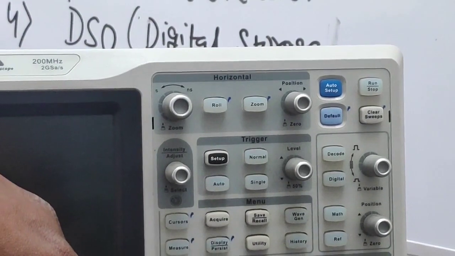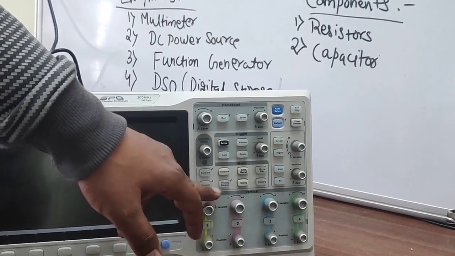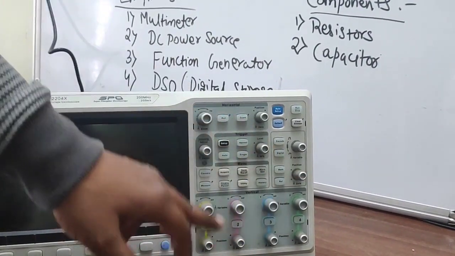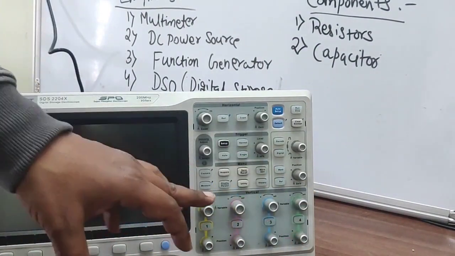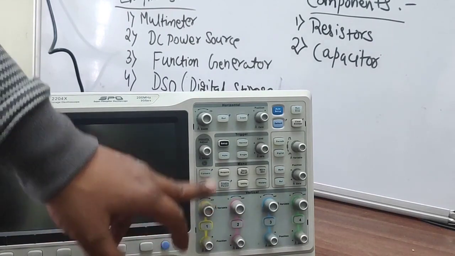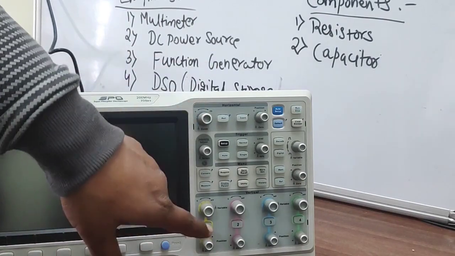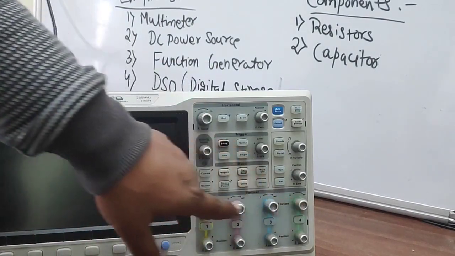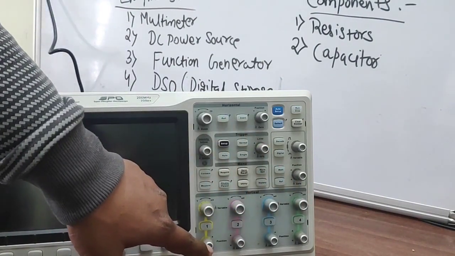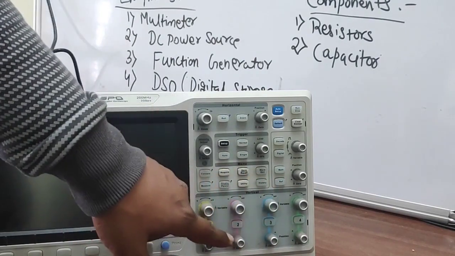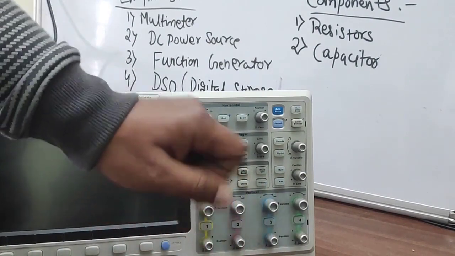Now at the lower end, just see here, you can see there are many other buttons also. Each of these is used to change the voltage division. For example, this one was for changing the time division of all of the waves, but these 4 buttons are for changing the voltage divisions of each channel. And here there is also one knob, which is used to change the positions of the waves.